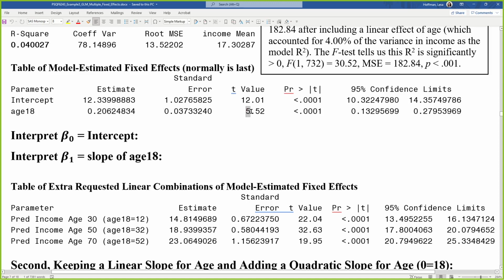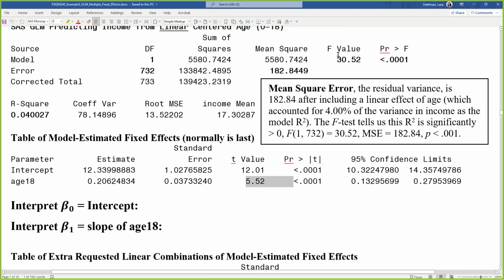And if I take that t of 5.52 and square it, that's my F of 30. There's a 1-to-1 correspondence between my slope significance test and my model significance test, because they are the same. T squared is F if you only have one slope. So yes, age is significantly related to income. Linearly, it accounts for 4% of the variance.